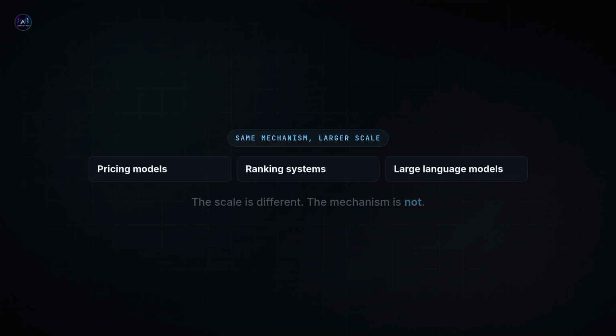This exact mechanism, parameters, loss, repeated adjustment, sits underneath pricing models that estimate what you'll pay, ranking systems that decide what you see first, and every large language model you've ever used. The scale is different. The mechanism is not.